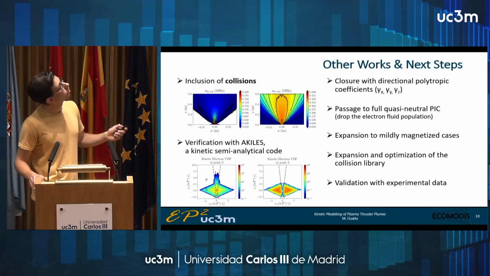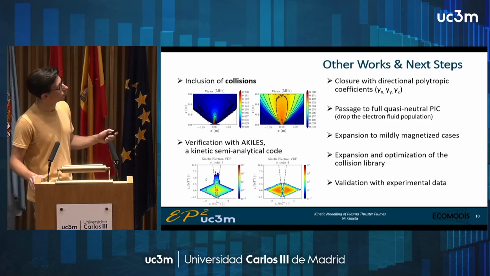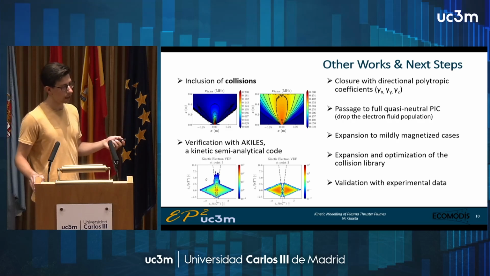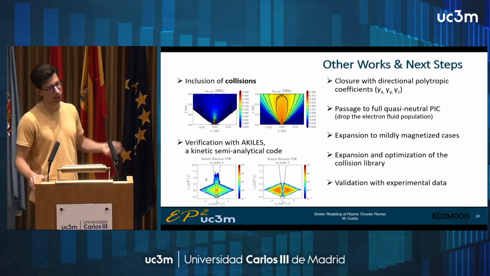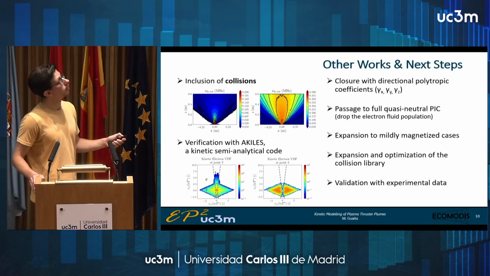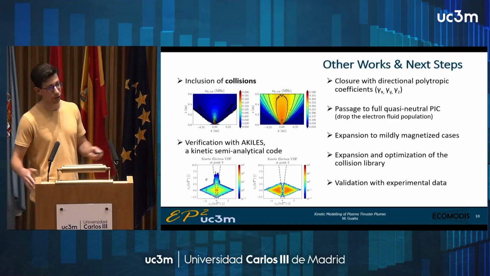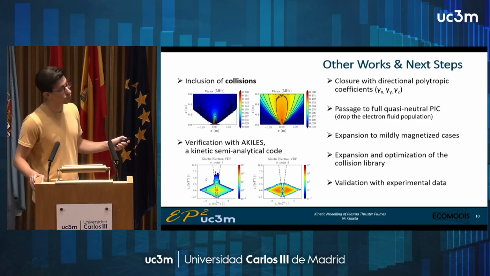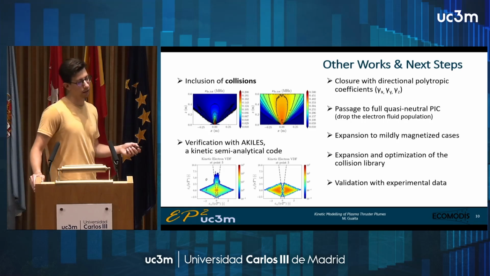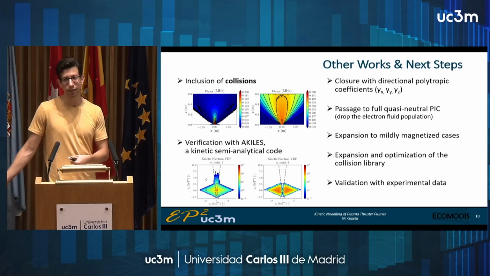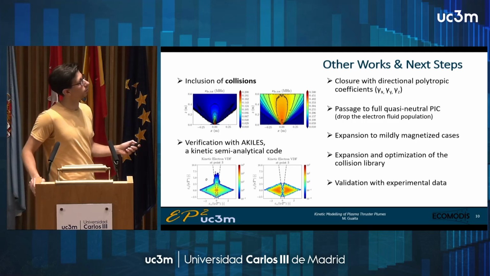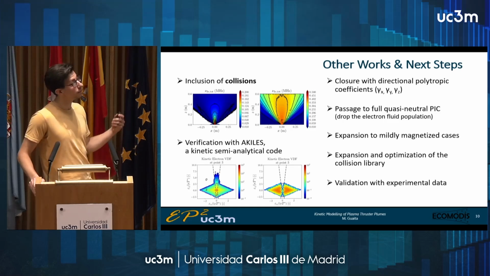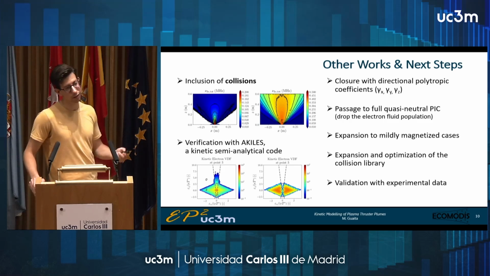And going forward, the plan is to try to capture the temperature components of the tensor with a polytropic closure with three coefficients, one for each direction in space. Then pass to the quasi-neutral full PIC formulation, so dropping the fluid population, but trying to maintain the computational advantages that it provided, include mildly magnetized cases, improve the collision library that we have at the moment, and finally try to validate the model with experimental data.